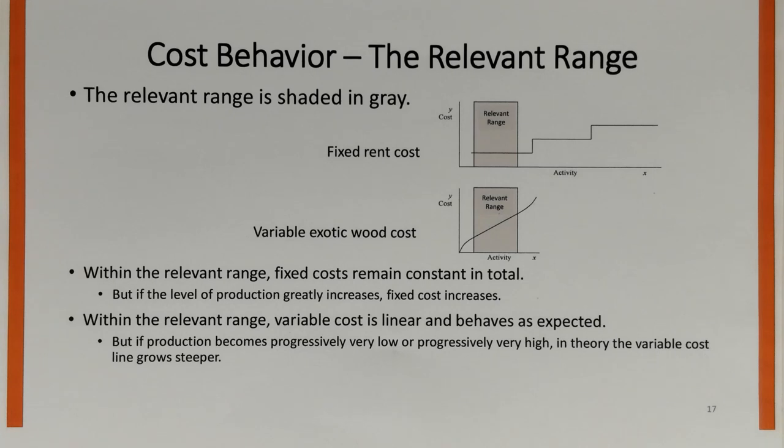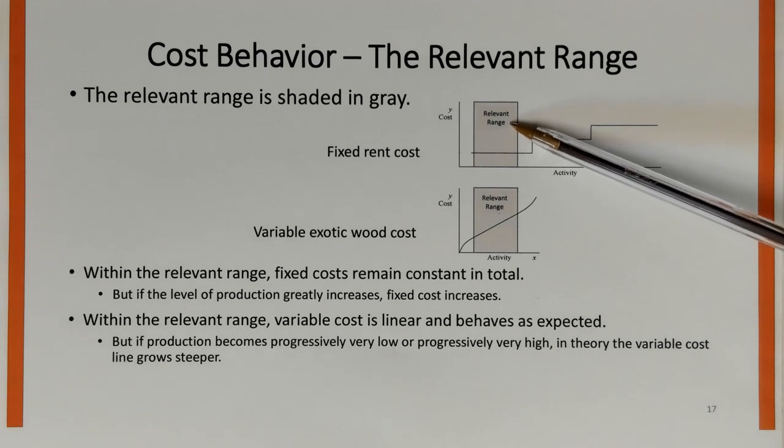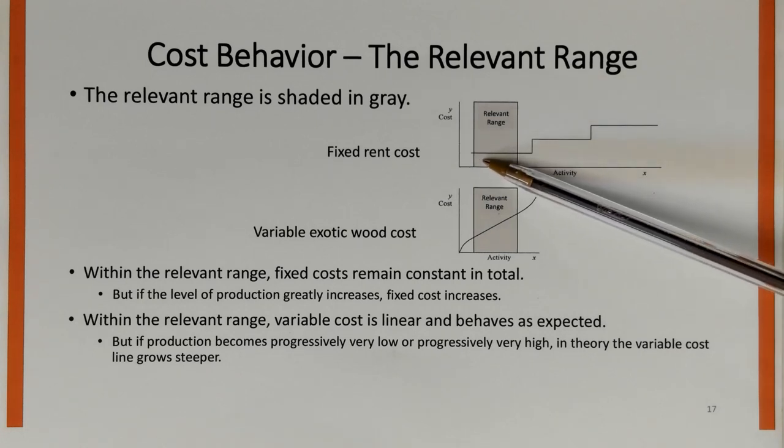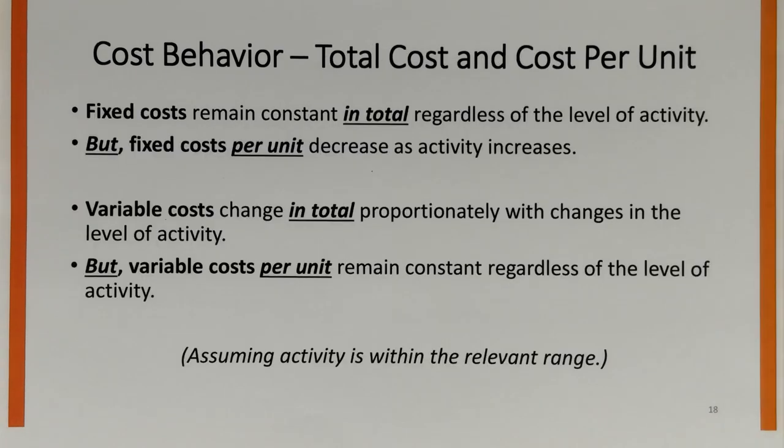So just to recap, here are our charts, and we see the fixed cost in the normal range of activity. This time I've labeled that this is the relevant range. It's called the relevant range in management accounting. Within the relevant range, we see that the fixed cost behave as we anticipated they would, and the variable cost does as well. The variable cost for the direct material is linear, and the cost per unit would be constant. Now, with respect to cost behavior, you have to be careful when it comes to total cost and cost per unit. Fixed cost in total remain constant, but fixed cost per unit decrease as activity increases.